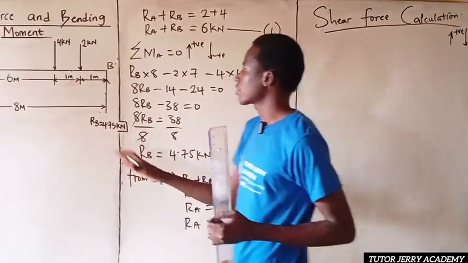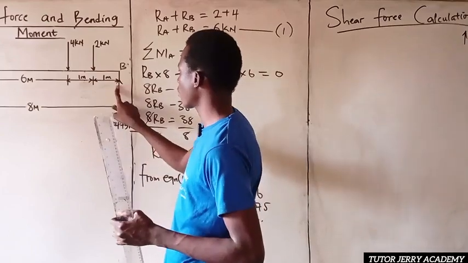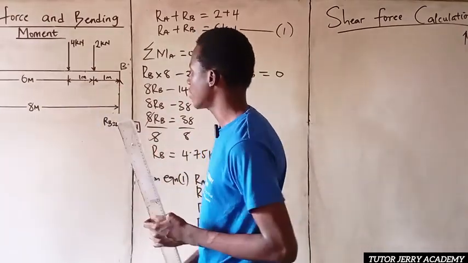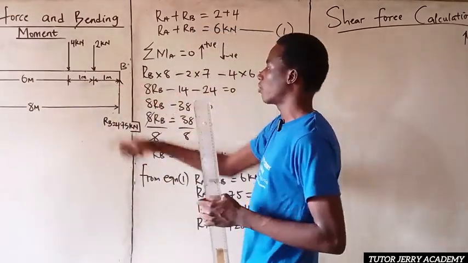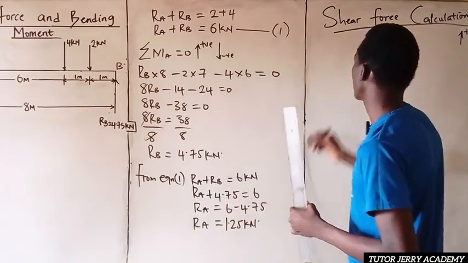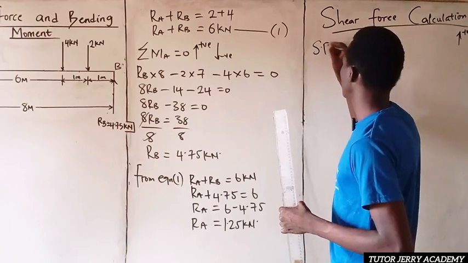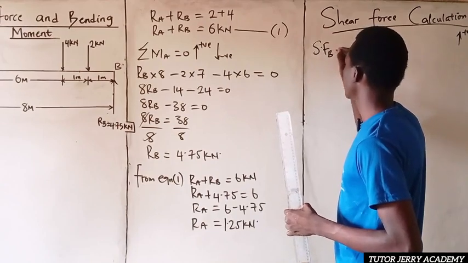If you consider our shear force at this point, it will be nothing but RB. Our shear force at point B will be nothing but the reaction at point B. So S.F. subscript B will be equal to what?